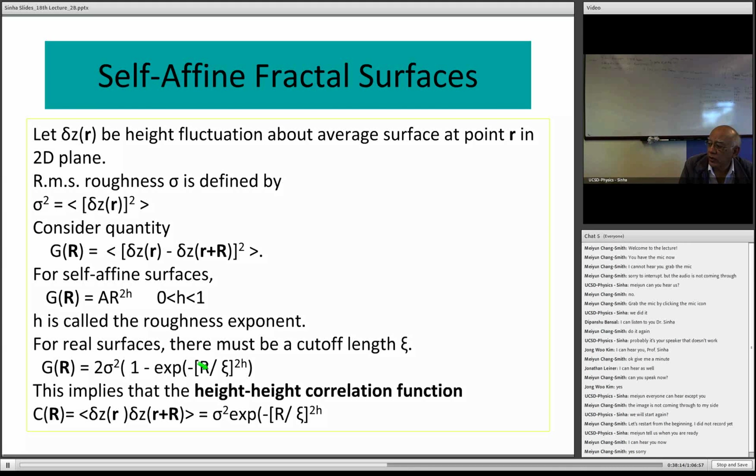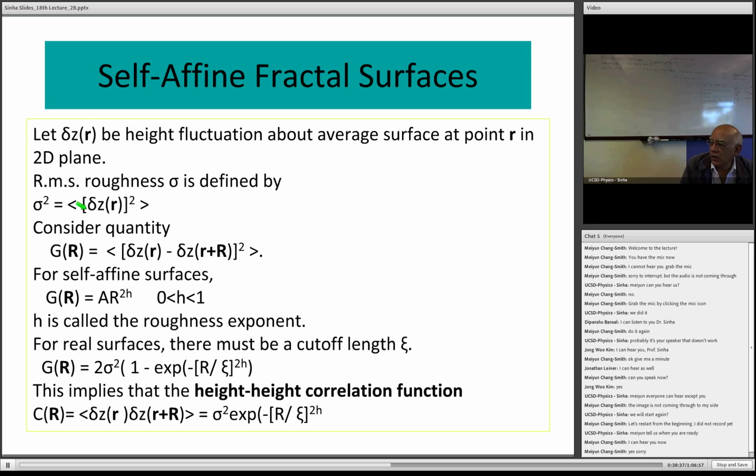but you can see that when R is very large, this term vanishes, and G of R just becomes 2 sigma squared, as it should do, because now delta Z of R and delta Z of R plus R are uncorrelated, so you just get the sum of the mean square fluctuations of each of them, and it's just 2 sigma squared, since this is just what sigma squared is.